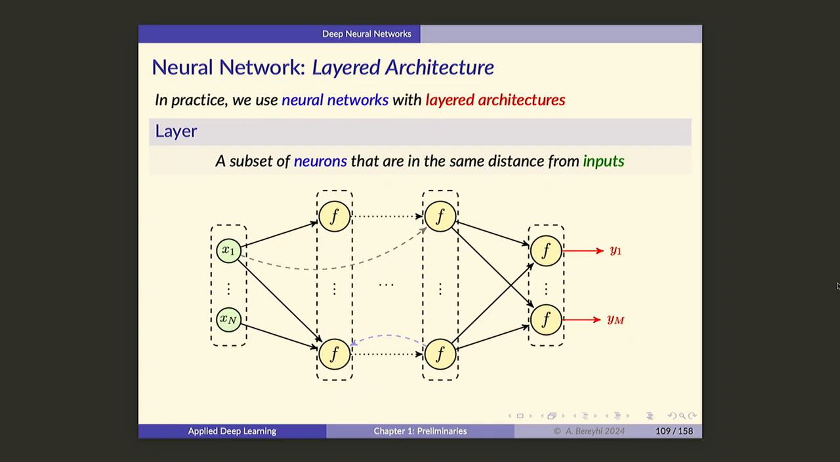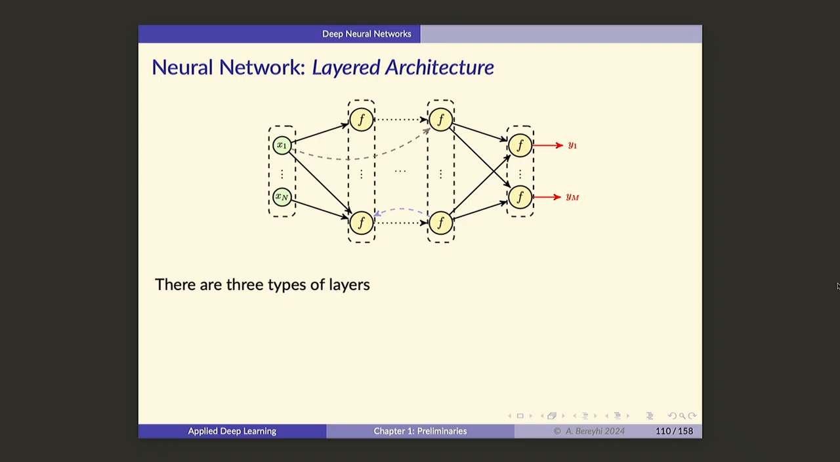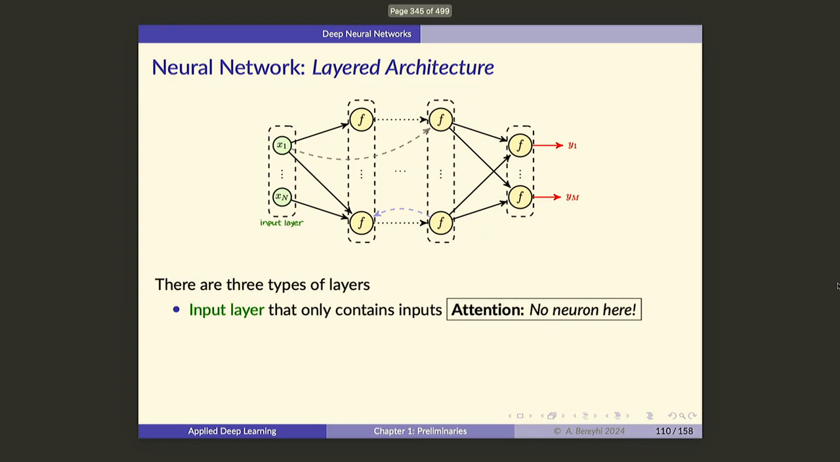So this is the typical architecture you always think of when anyone tells you about a neural network. In this layered architecture, we have three different types of layers. The first type is the one at the input, and we call it the input layer. The first layer is the one which includes x1 to xn, but one important thing is that the input layer has no neurons. Clear? There is no neuron here. It's your input.